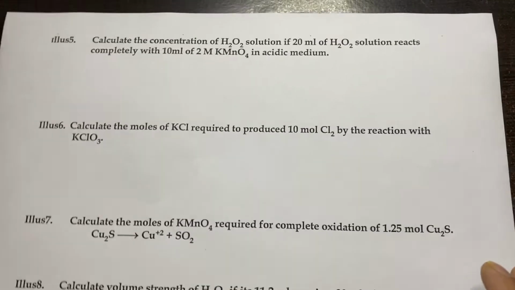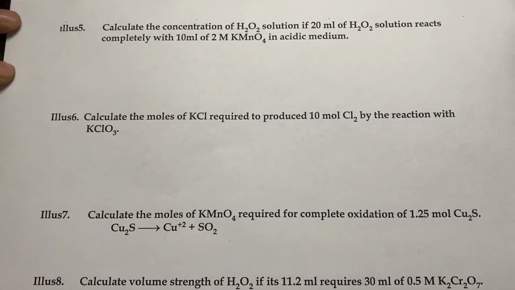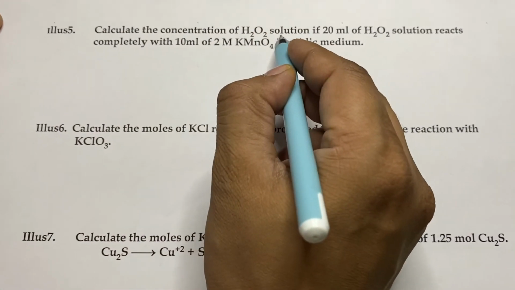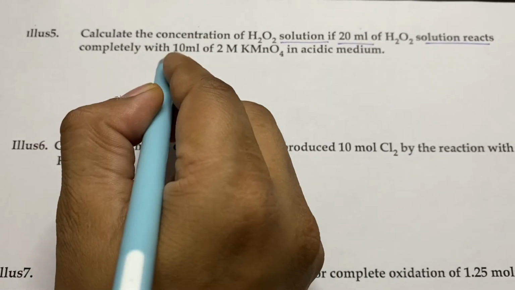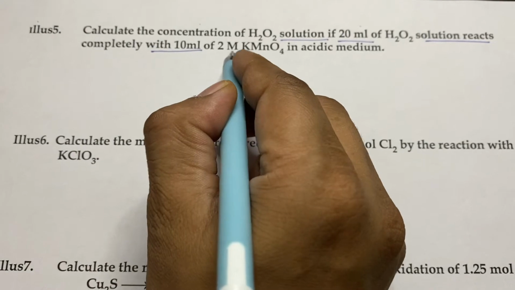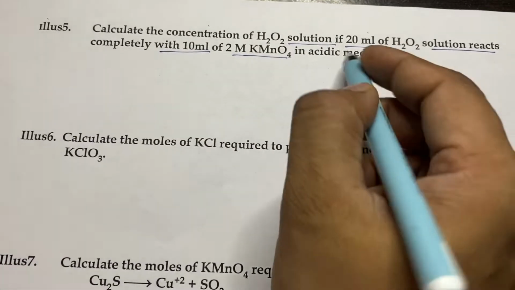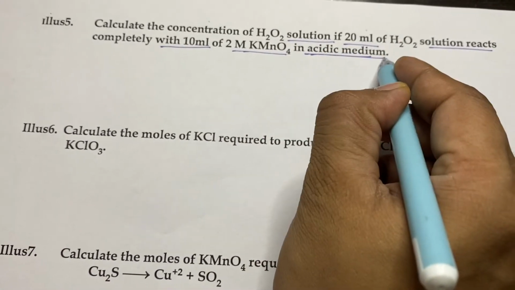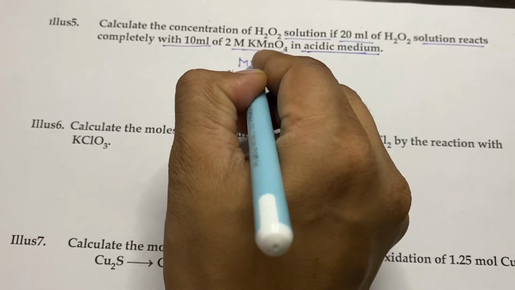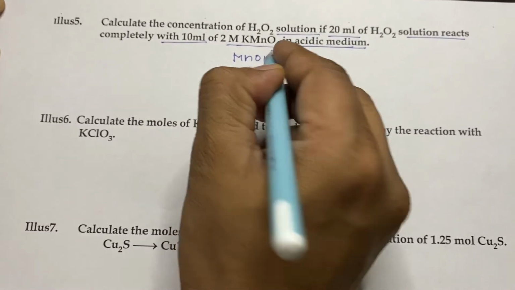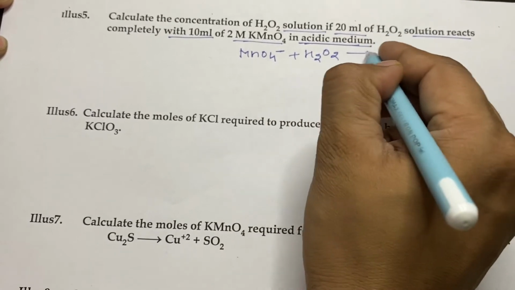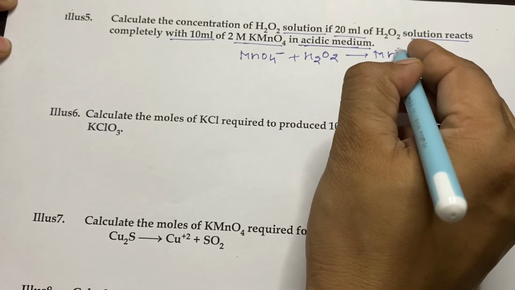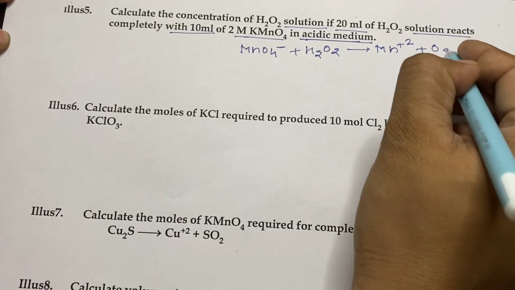Now we can take one more example to calculate the concentration of H2O2 solution. If 20 ml of H2O2 solution reacts completely with 10 ml of 2 M KMnO4 in acidic medium. To be noted that acidic medium is given. So first we will write the expected redox changes: MnO4 minus plus H2O2. This will form Mn plus 2 plus O2.